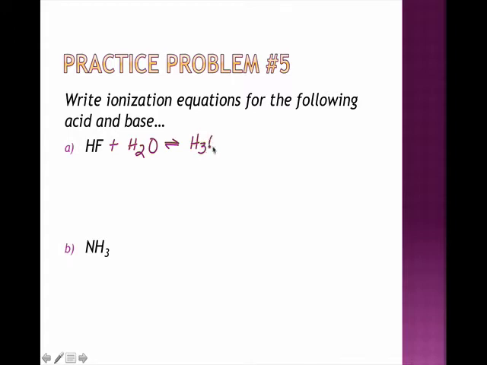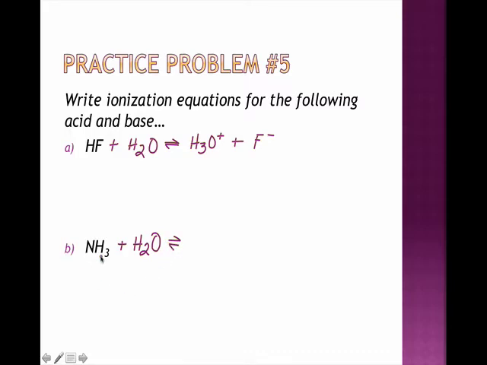So we're going to end up with hydronium, and then what's going to be left over is just the fluoride ion all by itself. So this would be the ionization equation for hydrofluoric acid. The second one is ammonia, and ammonia is a base, but I'm still going to start it the same way. I put the ammonia with the water. It's a weak base, so I do a double-sided arrow.